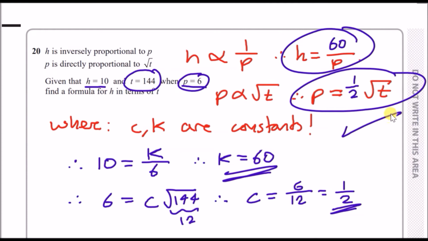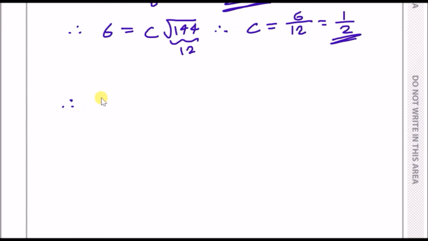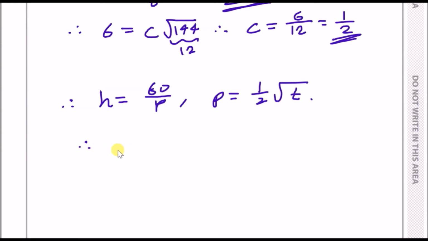So here comes the main part. Now we need to find a formula for h in terms of t. In other words, we need to combine the two. So combining the two formulas, let's write them down first. We've got h equals 60 over p and p equals a half root t. Okay. So it looks to me we can replace that p with the expression half root t. So substituting that back in, you get something like this.